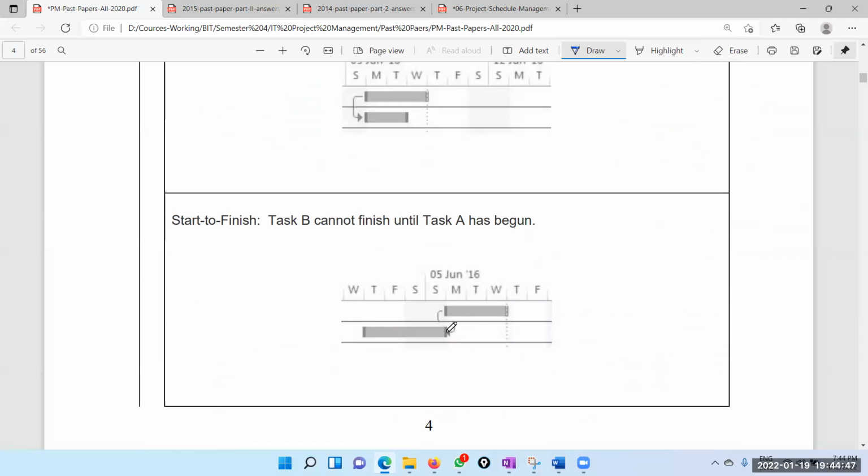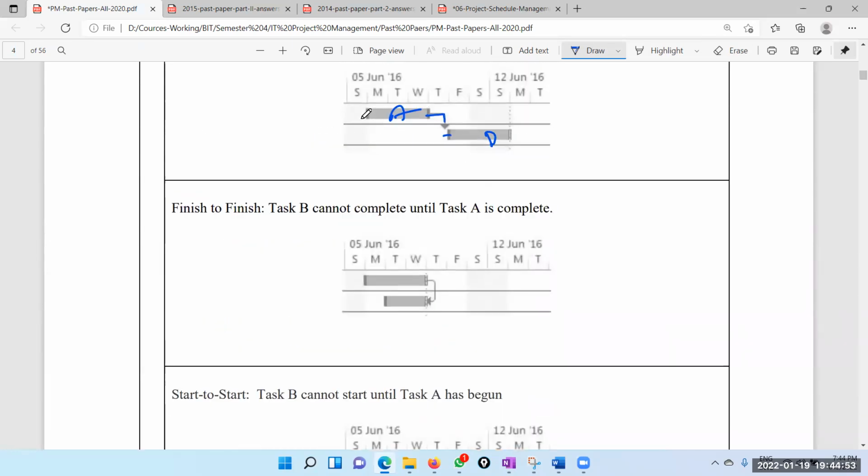Start to finish. This is start to start. And this is finish to finish. And this is finish to start.